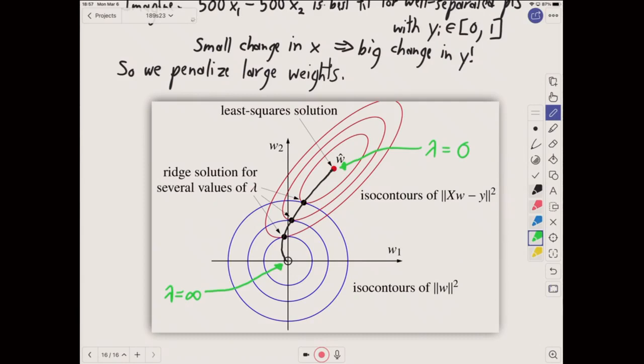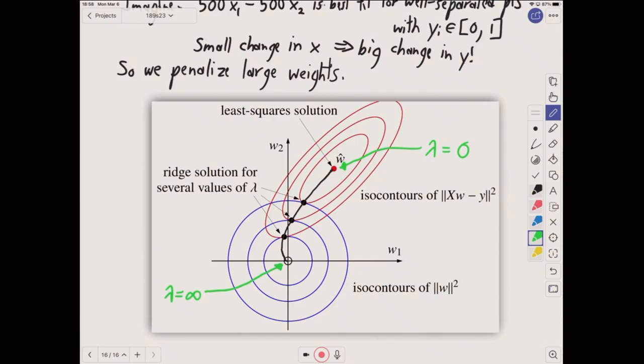How do we choose which lambda gives us the best solution? Validation. The answer to everything is validation. You want the solution that's going to generalize the best on your validation data or your test data. So validation is how you choose lambda, which we treat as just another hyperparameter.